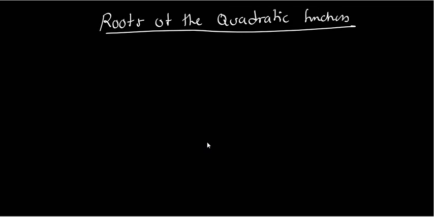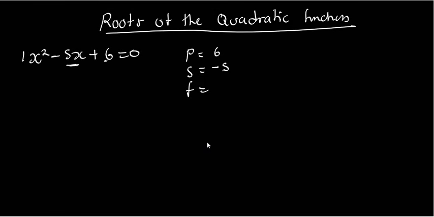Okay, so if we have a function that is in this form, this is the function that we have, right? So in this function, we have the product, sum, and factors. So what's the product? The product will be 1 times 6, which is 6. Then the sum is the one in the middle, which is negative 5. Now, what are the factors for this? The factors for this will be negative 3 and negative 2.